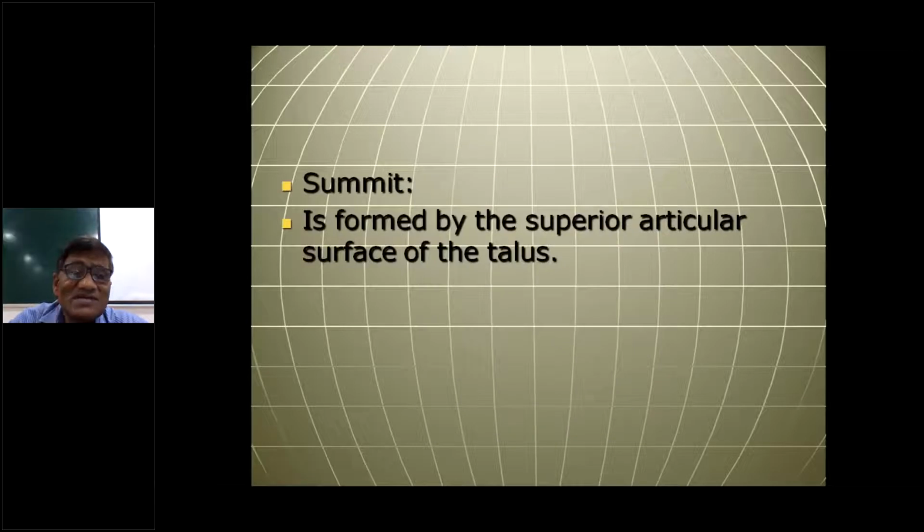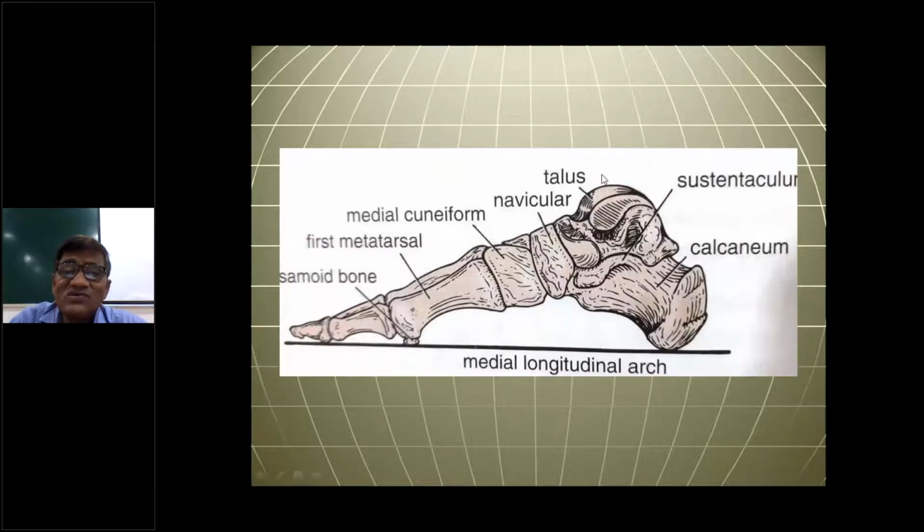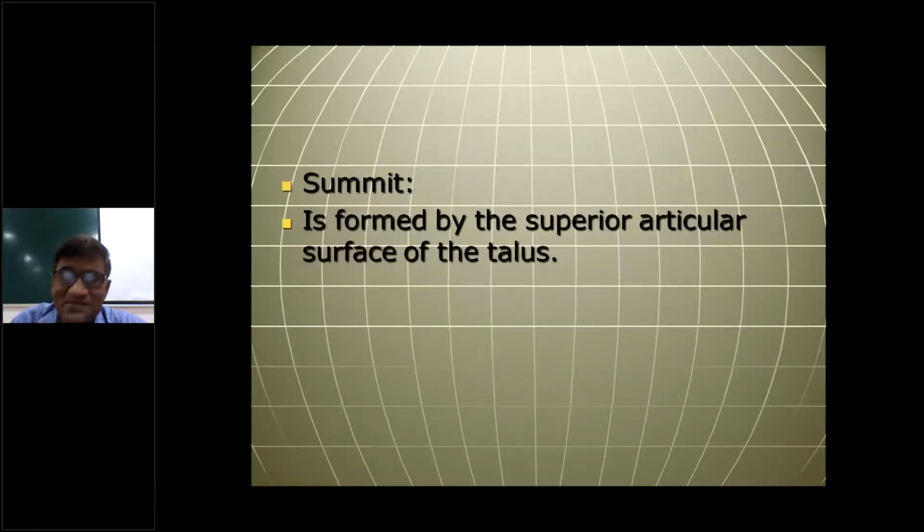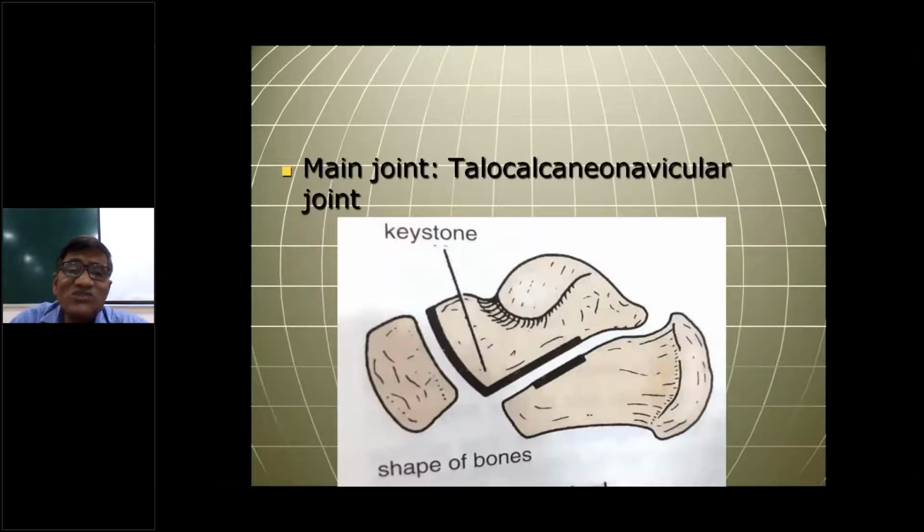Now the summit is formed by the superior articular surface of the talus. So obviously this is the summit here. This is the superior articular surface of the talus, where it articulates with the tibia. So this is the summit. Okay, that is the summit. Now what is the main joint here? Talo-calcaneo-navicular joint. This is a very important joint from the exam point of view also.